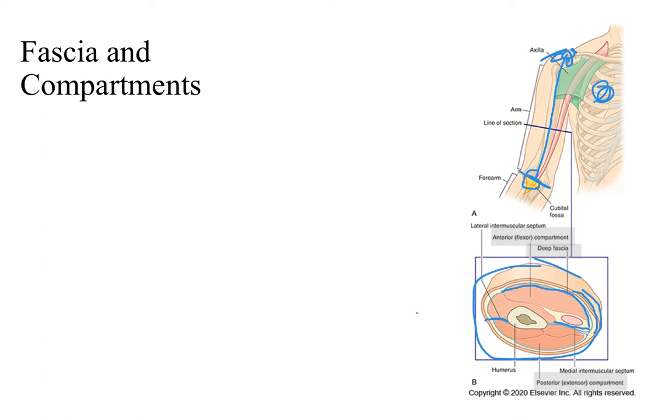compartments. The anterior compartment, right here, which is also known as your flexor compartment. So it will take your forearm at the elbow and flex it. And the posterior compartment is the extensor compartment. So it's going to extend your forearm opposite of that flex position.